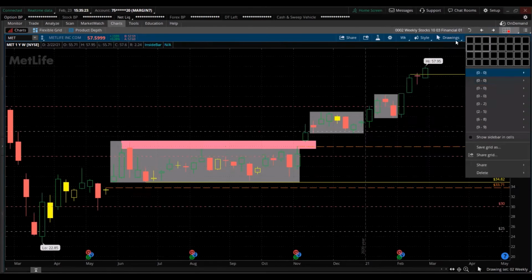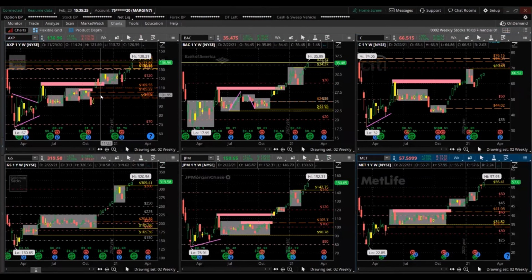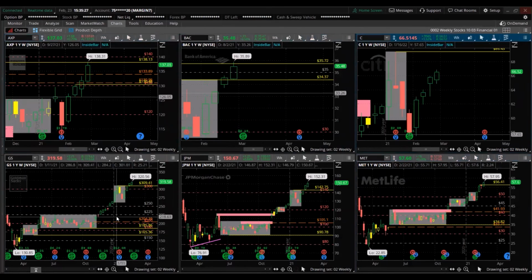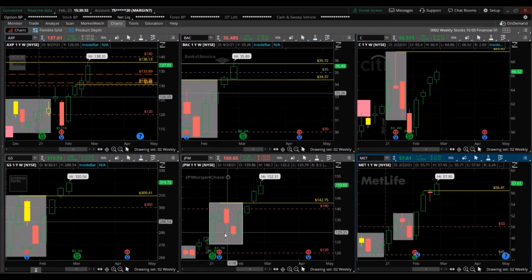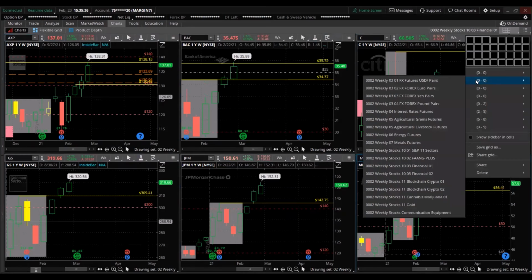Let's go to the other financials. And again, if you look at these financials before we switch over, most of them are doing very well. Very well, meaning they already broke the high of last year and they're breaking the high of this year, most of them. Outstanding. Let's look at the other group of financials.